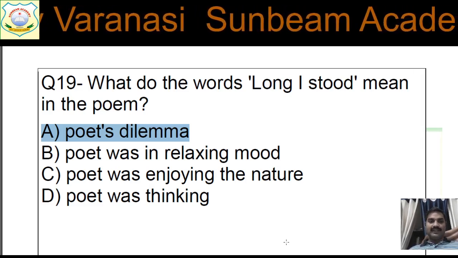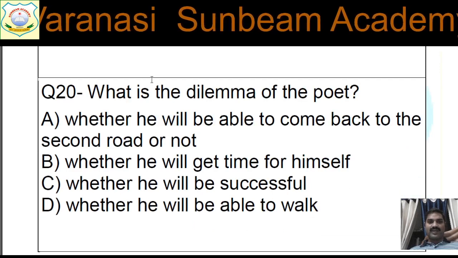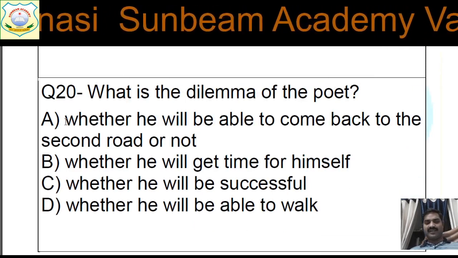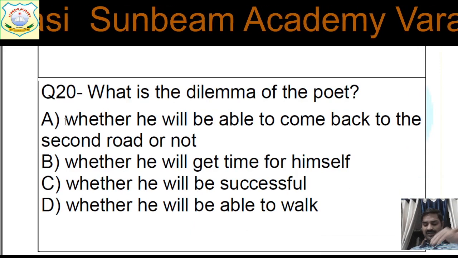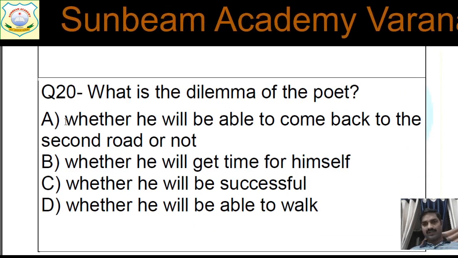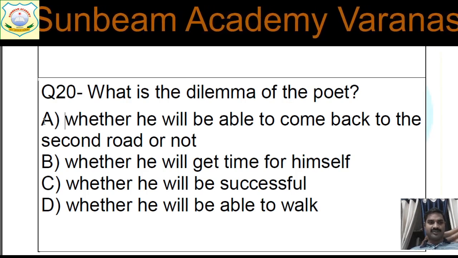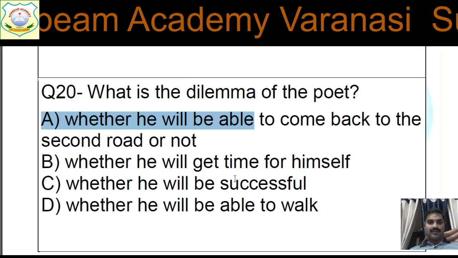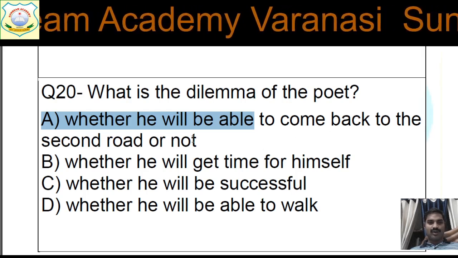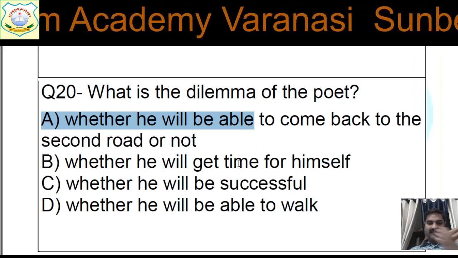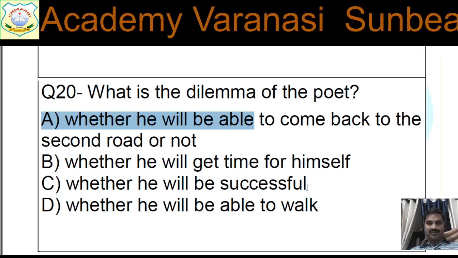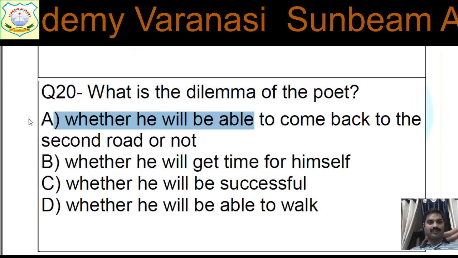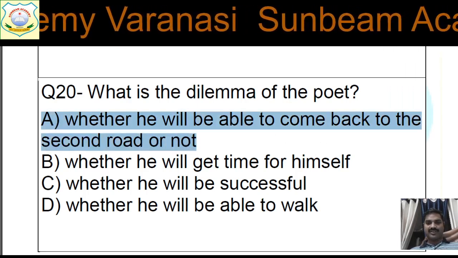And this is 20th. What is the dilemma of the poet? The dilemma of the poet was whether he will be able to come back, means go on the next road again or not. Let us see the options. Whether he will be able to come back to the second road or not. Whether he will get time for himself? No. Successful? No. Whether he will be able to. This A option is the correct option.